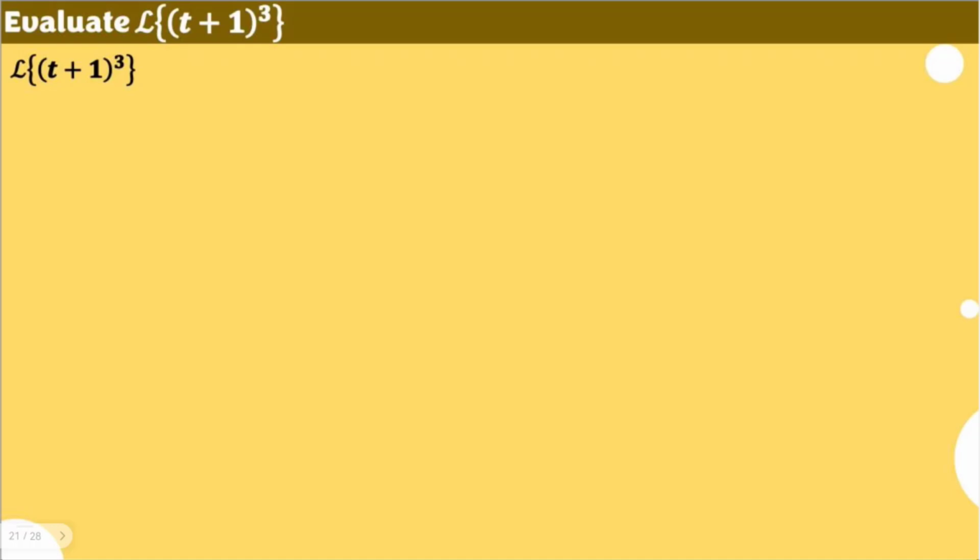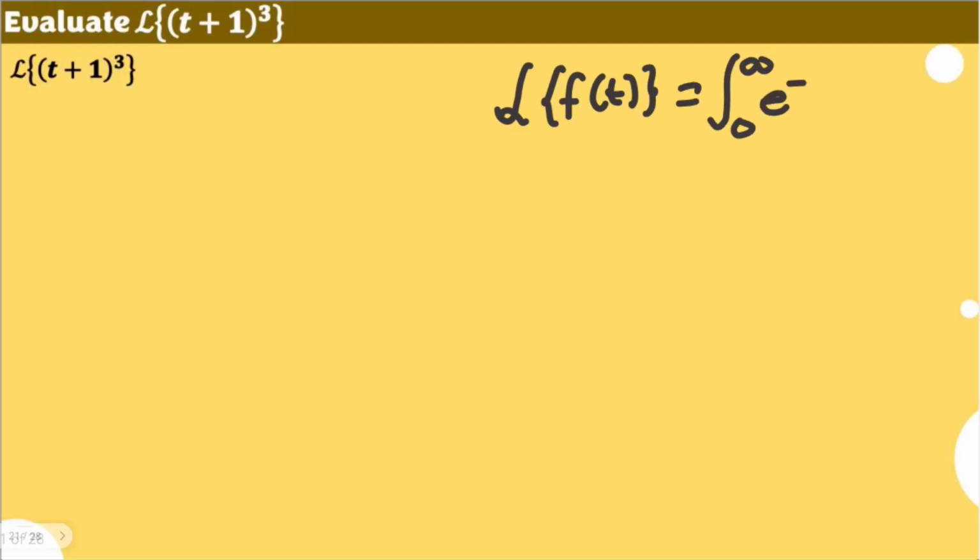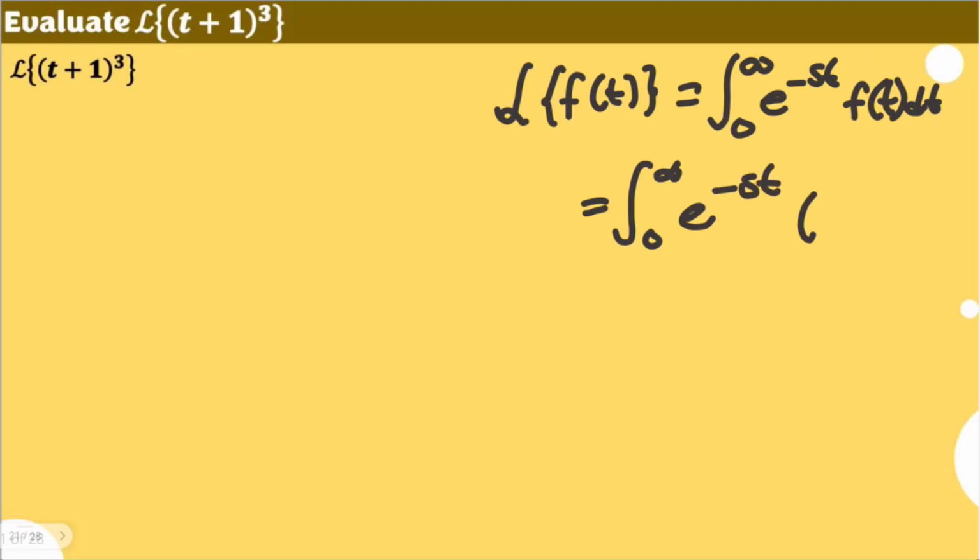Hey there! If you're given this item to evaluate the Laplace transform of the cube of t plus 1, don't worry immediately. Because you might think here that if you have the cube of a binomial expression, you're going to use the same expression for the Laplace transform of any function of t, equivalent to the integral from 0 to infinity of e to the power of negative st times your function of t dt. And you might think it's actually like this, e to the power of negative st, and you will have here the cube of t plus 1 dt.